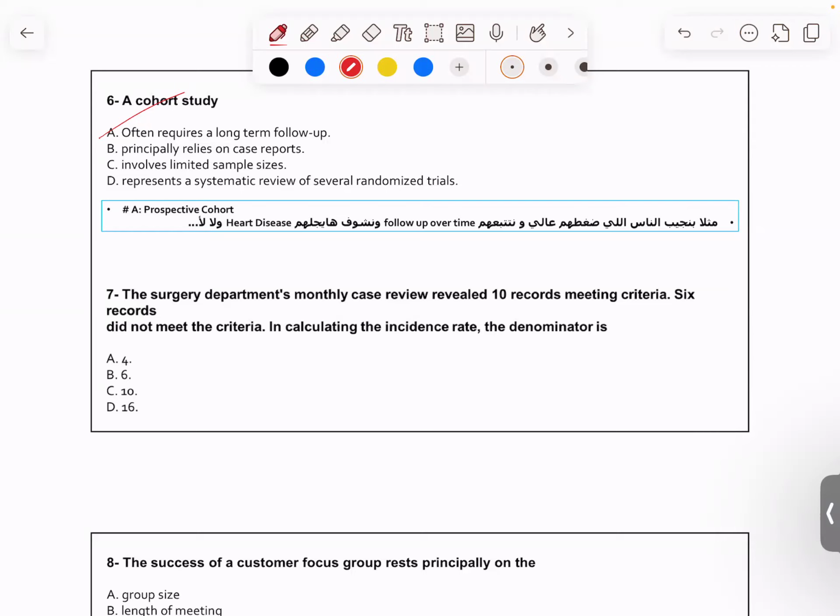Okay, so we have 10. We have 10, 16 records. Yes, the answer is 16. Very good.